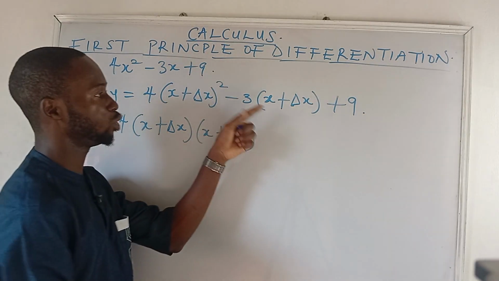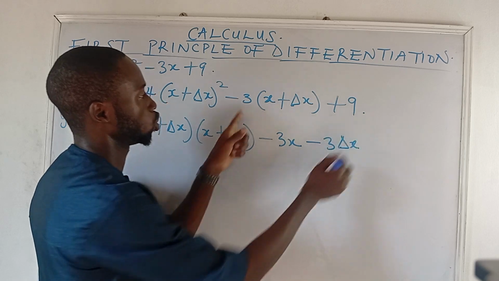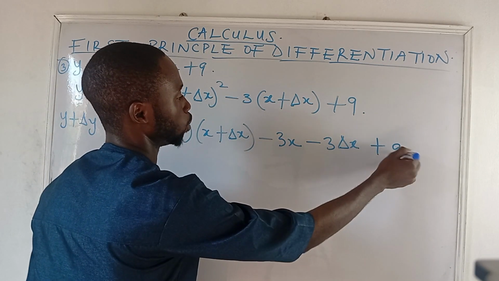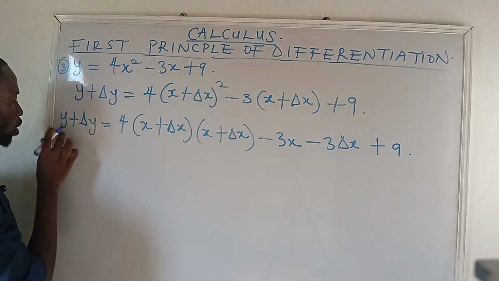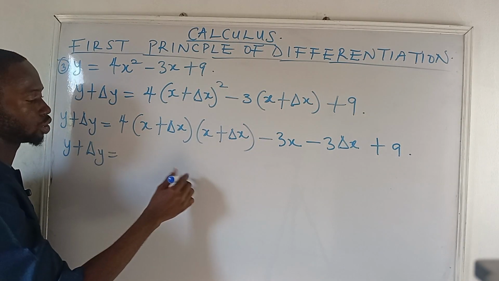They are multiplying. Let me open this side. I'll have minus 3x minus 3 change in x, because minus 3 times plus change in x gives minus 3 change in x, then plus 9. So on this end, we are still having y plus change in y. Now we need to expand this somewhere.